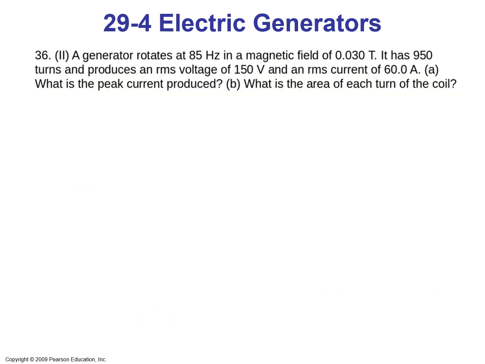Alright, let's take a look at problem number 36 from the book as an example. A generator rotates at 85 Hz in a magnetic field of 0.03 Tesla. It has 950 turns and produces an RMS voltage of 150 volts and an RMS current of 60 amps. A asks what is the peak current produced, and B asks what is the area of each turn of the coil.